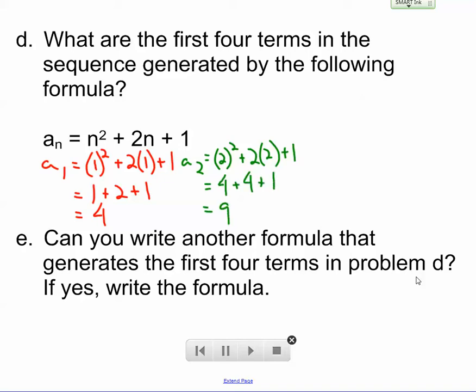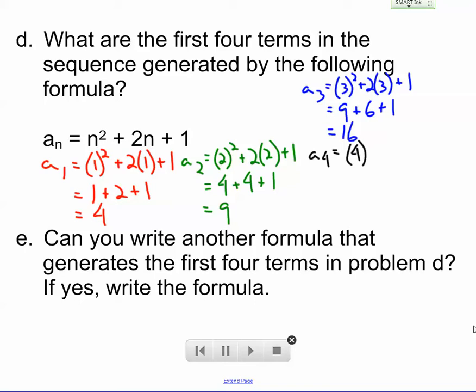The value of the third term is 3 squared plus 2 times 3 plus 1, which is 9 plus 6 plus 1, which is 16. And the value of the fourth term, because they wanted the first 4, would be 4 squared plus 2 times 4 plus 1, which is 16 plus 8 plus 1, which is 25. So the first 4 numbers in the sequence are 4, 9, 16, and 25.